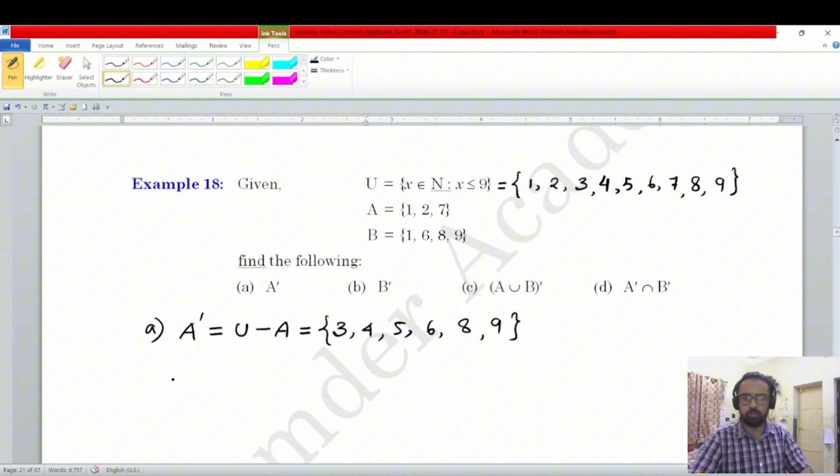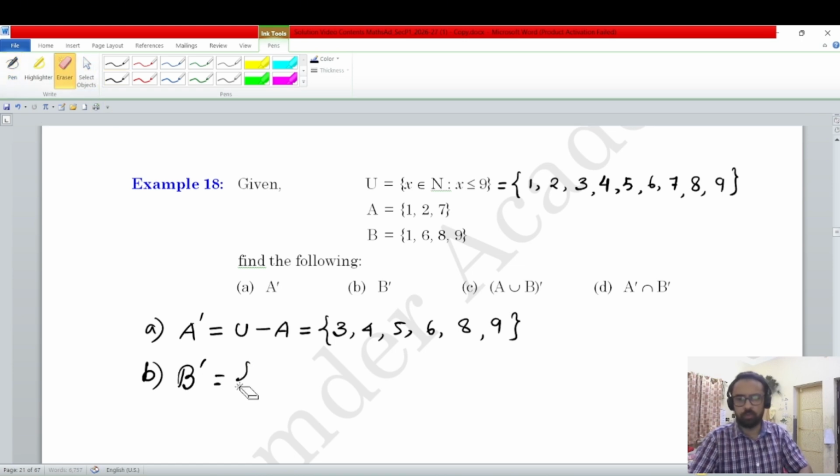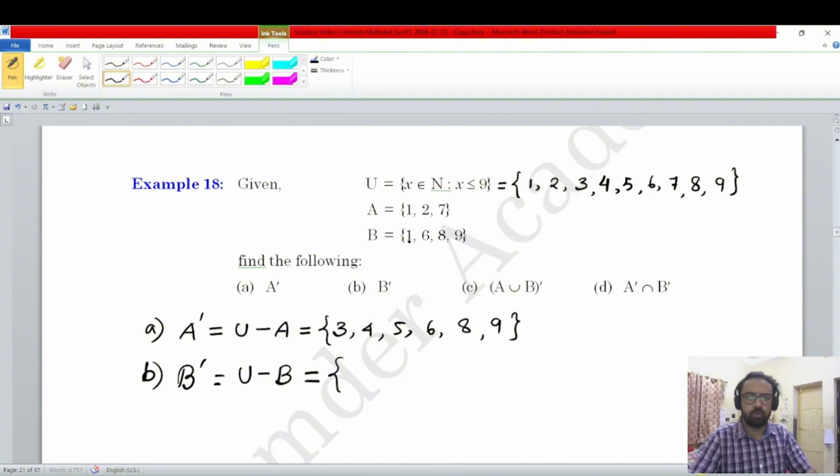Similarly, if you find B complement, then what will be B complement? B complement will be U minus B. So remove 1, 6, 8 and 9 from U. So what will be the remaining answer? What will be the remaining elements? 2, 3, 4, 5, 7 only.